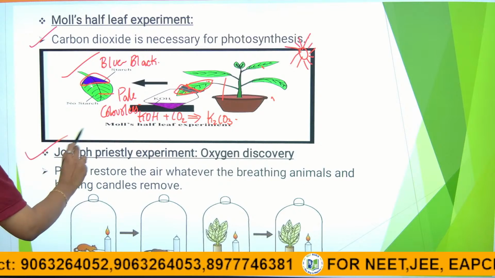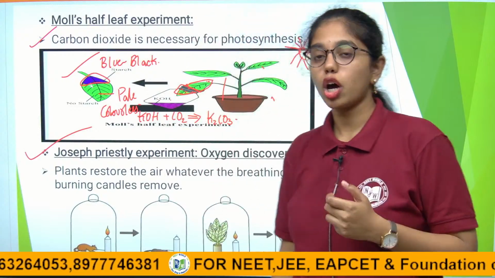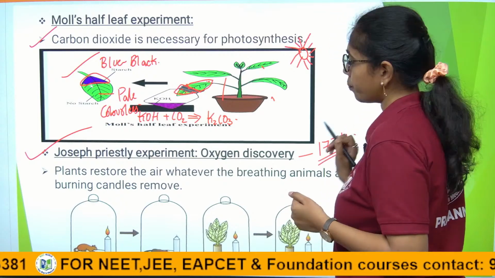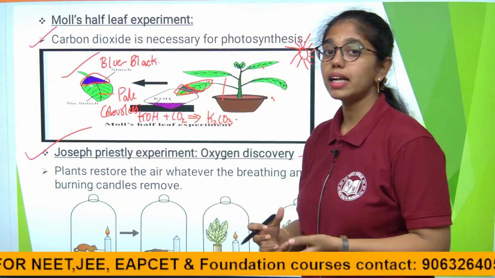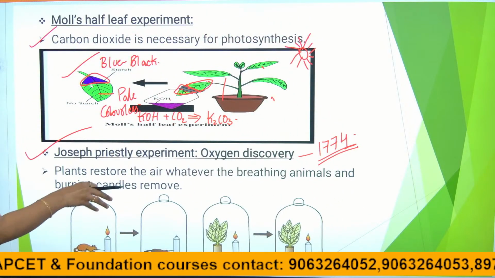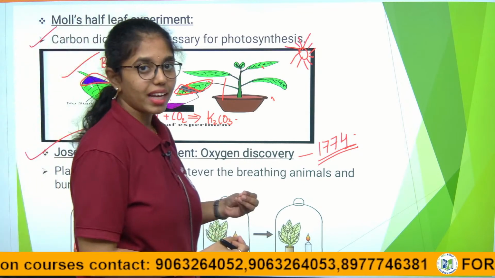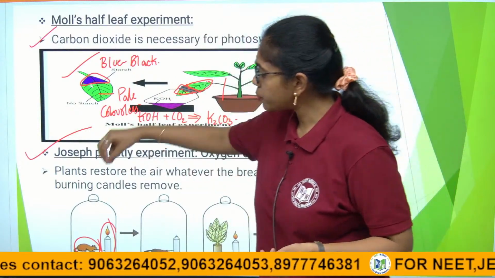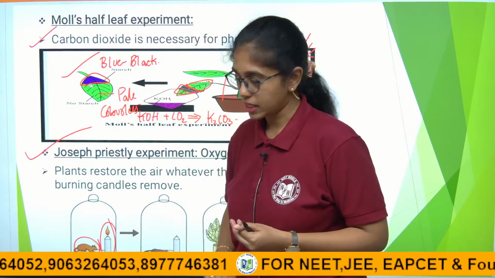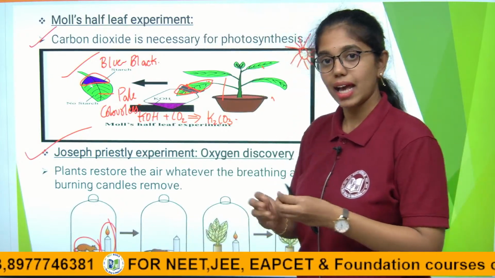Next, it is Joseph Priestley's experiment. Joseph Priestley is the scientist who discovered oxygen, in the year 1774. What did he do? He conducted a bell jar experiment, where inside the bell jar he placed a mouse and a candle. The bell jar is an airtight container, so no air from outside will enter into it. After a certain period of time, he observed that the mouse was dead and the candle had gone out.